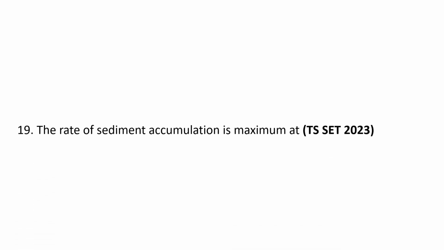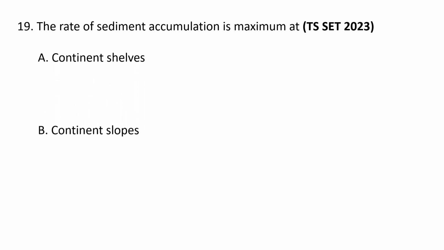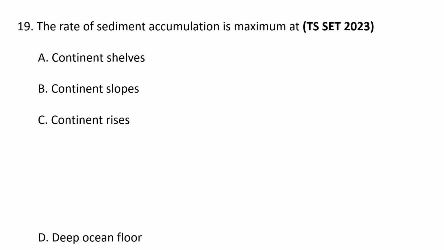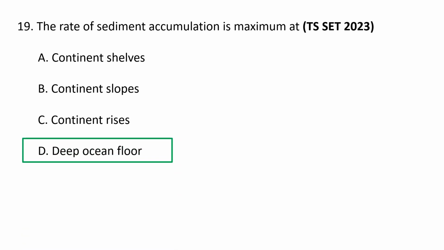Next question. The rate of sediment accumulation is maximum at A. Continental shelves, B. Continental slopes, C. Continental rises, and D. Deep ocean floor. The rate of sediment accumulation is maximum at the deep ocean floor. With sea floor spreading at a rate of about 20 to 40 kilometers per million years, this represents a sediment accumulation rate of approximately 100 to 200 meters every 25 to 50 million years. So D is the correct option.